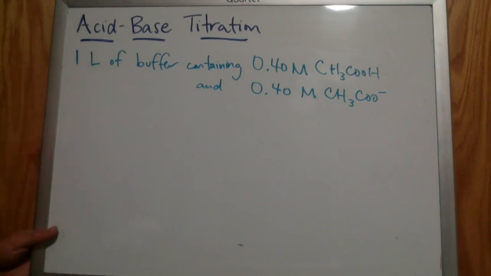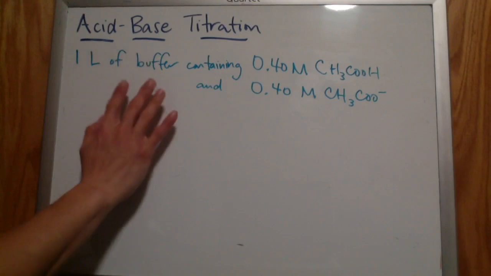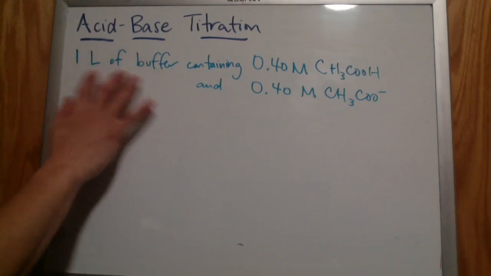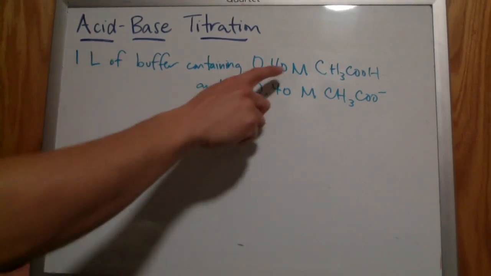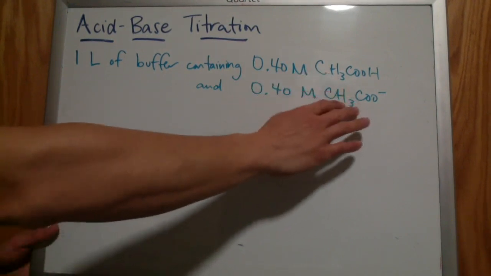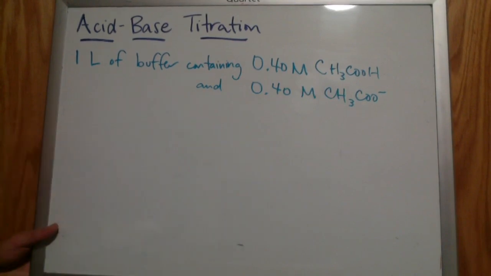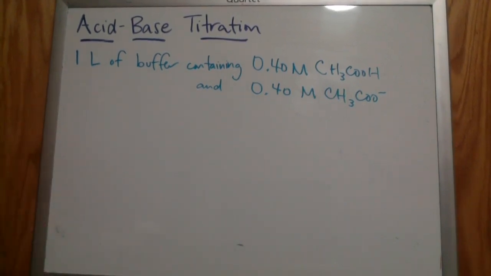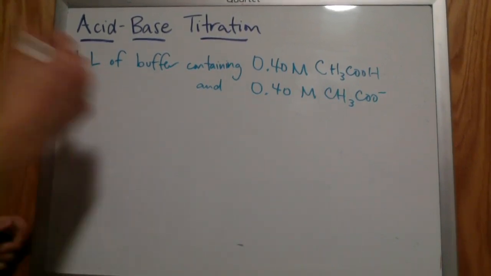I have an example of a buffer problem that maybe we saw last week, and I wanted to make sure that we got through this. So over here we have 1 liter of a buffer containing 0.4 molar acetic acid and 0.4 molar acetate ion, which is its conjugate base. If we take a look here, we can actually figure out the pH of this.